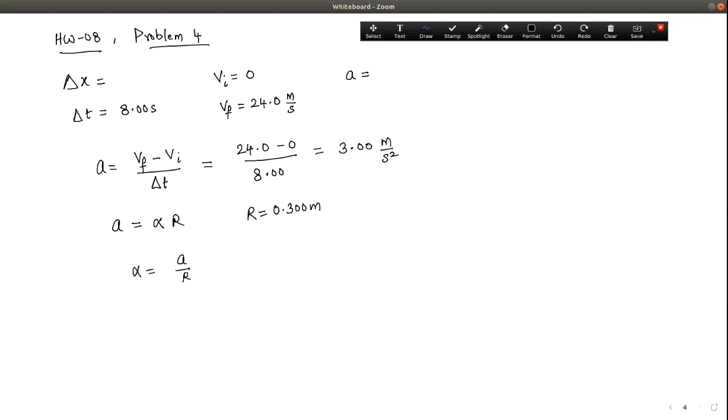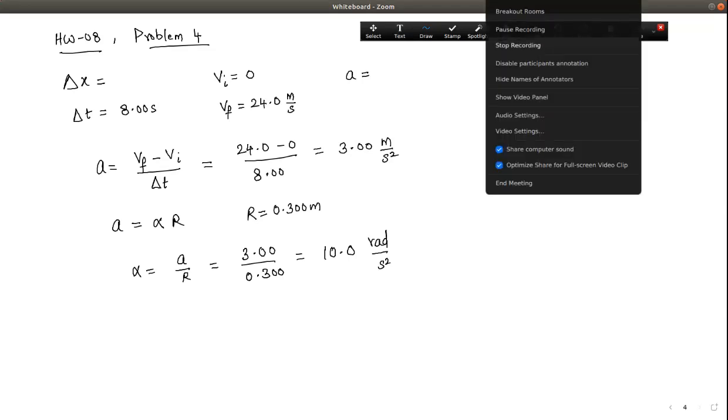So we can calculate alpha, a over r, that's 3.00 divided by 0.300. So that's 10.0 radians per second square. And that will be the magnitude of the angular acceleration of each of the tires. So that ends the recording.